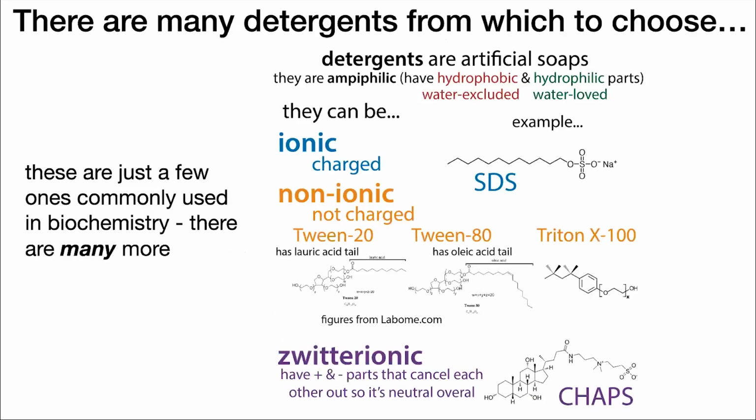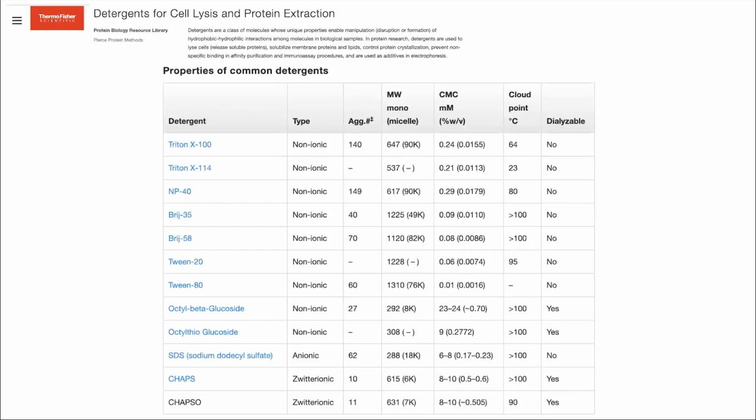But which detergent to use for what? We use different detergents for different purposes. These are just a few of the ones that we commonly use in biochemistry, but there are many more. And if you go on Google and search for biochemistry detergents or something like that, you'll find a lot of different ones. You can see that this is another non-exhaustive list of some of the common ones that are used. We're going to go over how we can interpret a table like this and help choose which one to use, and what these different properties mean.